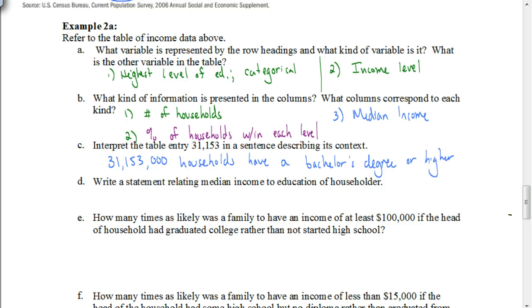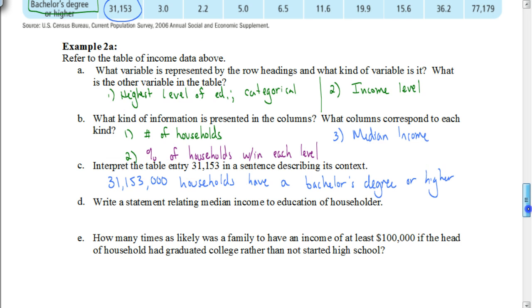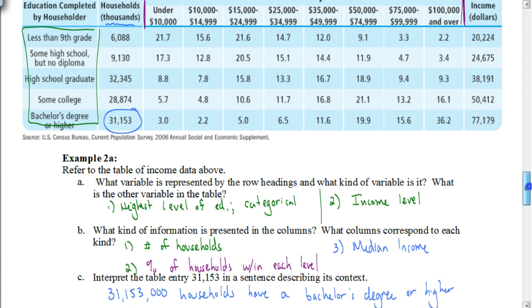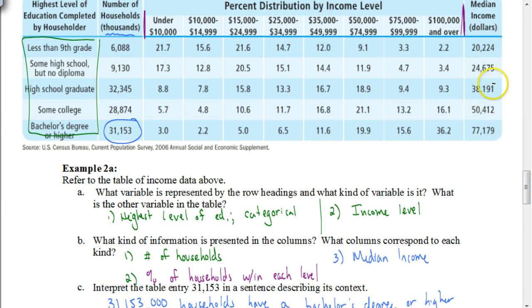Then it asks, write a statement relating the median income to the education of the householder. So if we look at the median income, that's going to be these numbers down here. We can see that as the education level for the household increases, the median income level also increases. As we look at those numbers, we can see the numbers get larger and larger. So that's a statement that we can make based on their median income level.